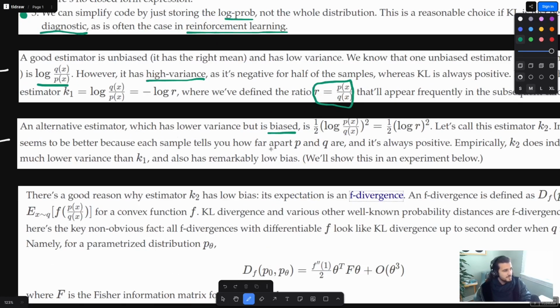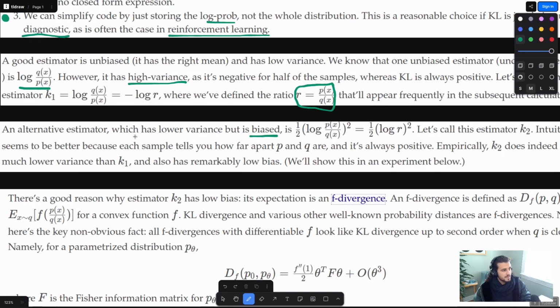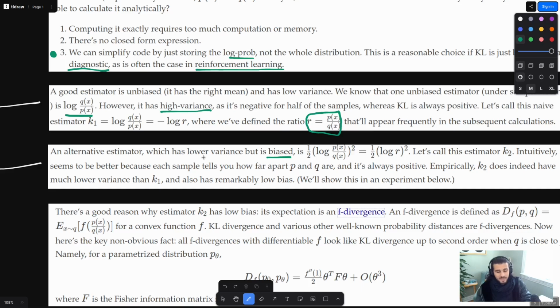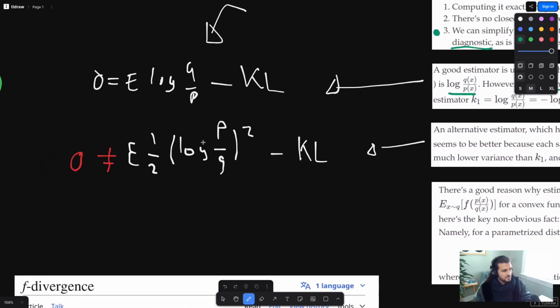So what they're saying here is that you can use something else that has lower variance. It's biased, but this is kind of better, right? And it's like log of the ratio that we see in P on Q. There's many ways of writing it depending on the different log properties that you're using. But roughly it's log of R exponent 2 divided by 2. That's kind of how it's set up. So this is biased because the expectation of this quantity minus KL is not equal to 0, because this is supposed to be e to the log of Q on P.